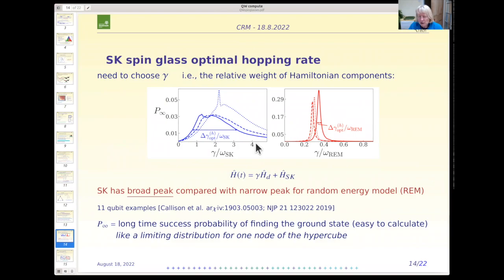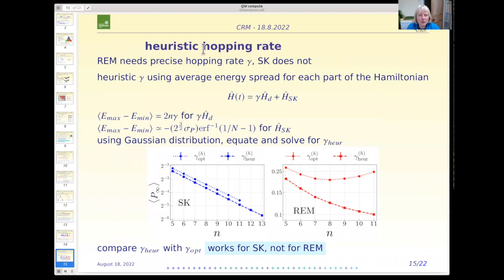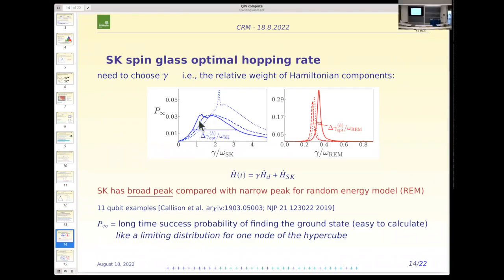And that's fine, but you can't do this in practice, not for a real problem. This is the equivalent of solving the problem before you start. So we need a heuristic. We need a way to set the hopping rate that doesn't depend on actually solving the problem classically before we apply the quantum computer, because that's cheating, basically. And for the random energy model, we need the hopping rate to be precise if it's going to work. But as we can see here with these broad peaks, we're not going to need that for spin glasses.